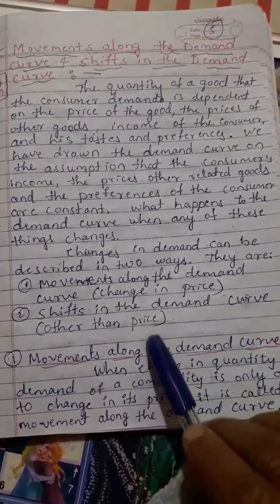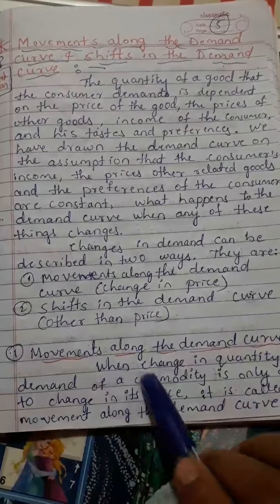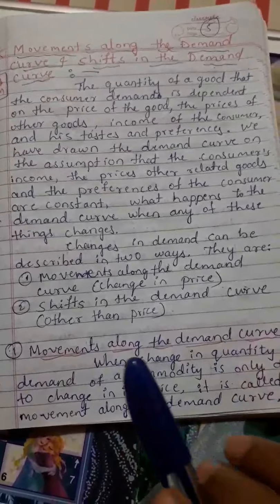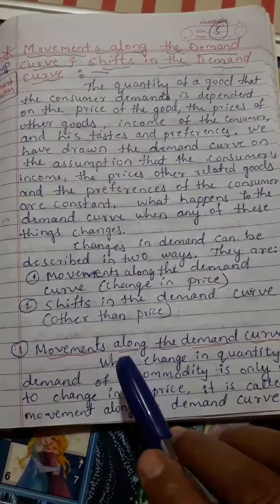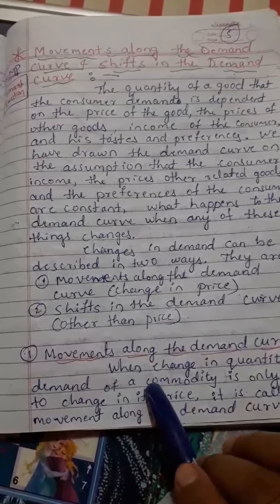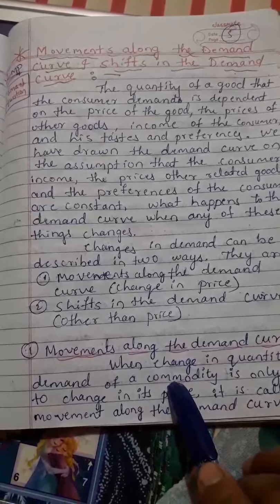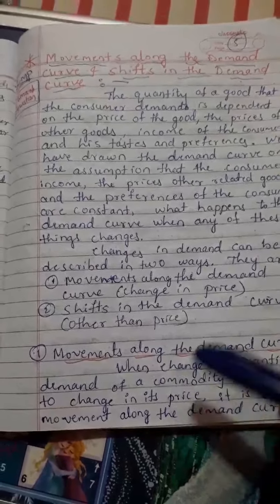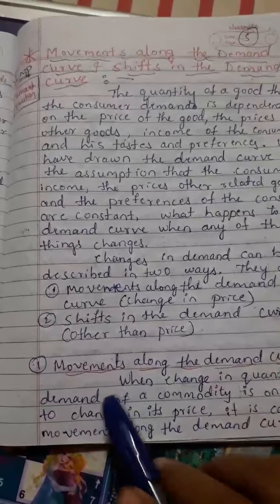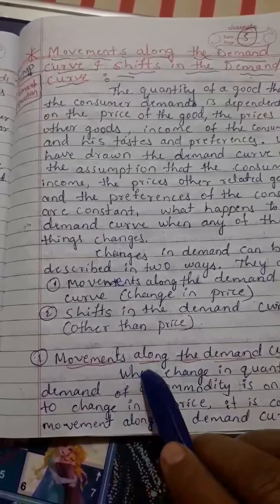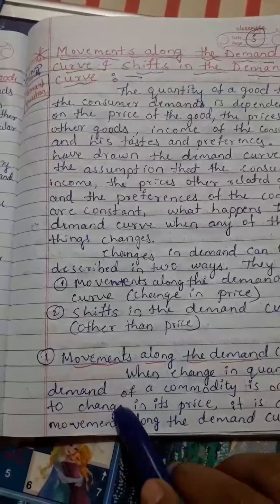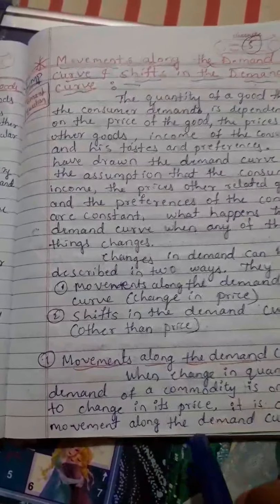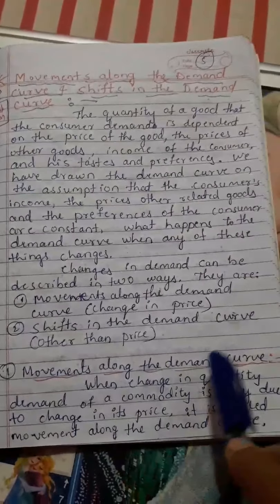When the price changes, the quantity demanded changes. That is called a movement along the demand curve. How do prices change? For example, when onion price is 100 rupees, we purchase 1 kg. If the price goes up to 120 rupees, we buy only half a kg of onion. Suppose the price decreases from 100 to 60 rupees, we buy 2 kg of onion. That is a movement along the demand curve.